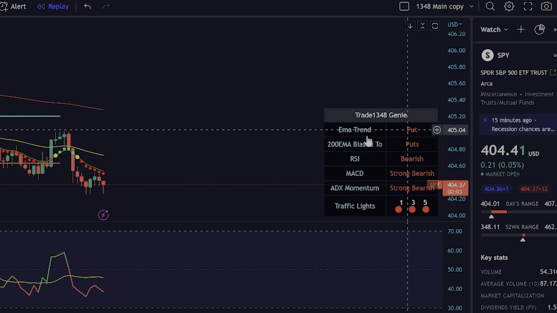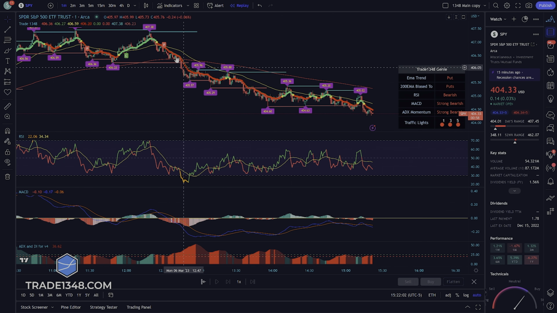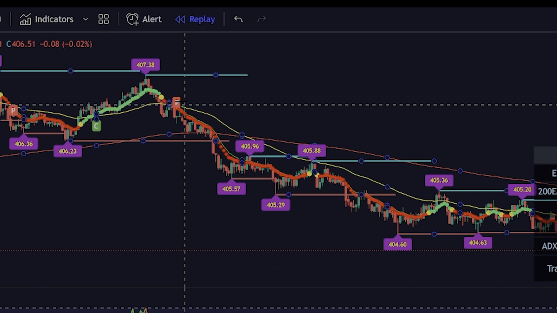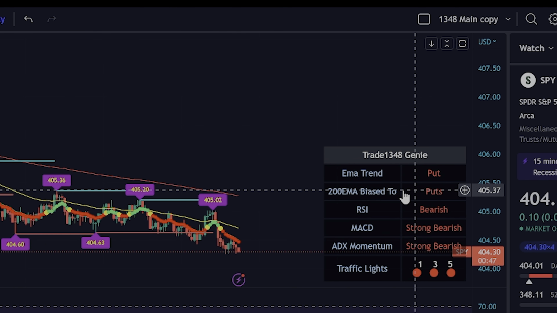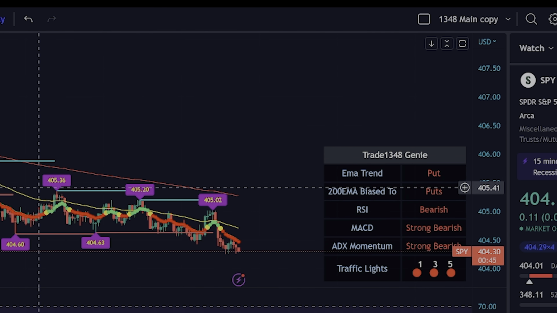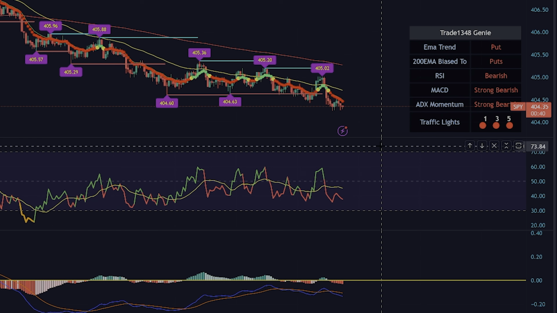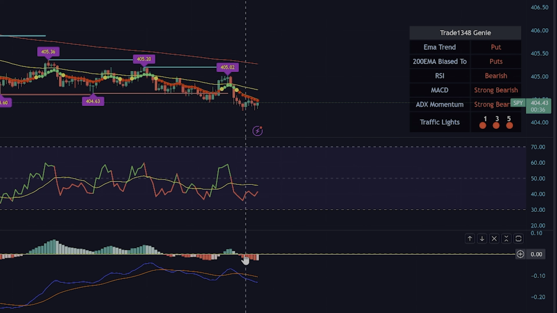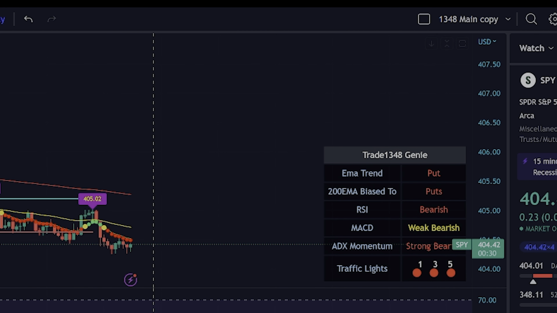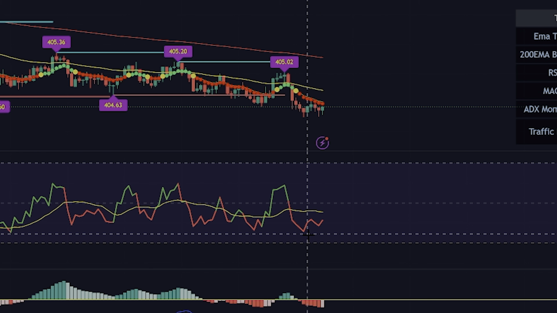We use this Genie here where we utilize EMA trends 13 and 48. As you can see on the chart here on the 1 minute, the 13 crossed the 48, which puts us in a put signal. Again, following the rule-based system, the 200 EMA is biased to puts because price action is in fact below the 200. The MACD is strong bearish, noted by the MACD cross below and deep red bars on the histogram. The RSI is also bearish, noted by the RSI being below 50 and below its moving average.